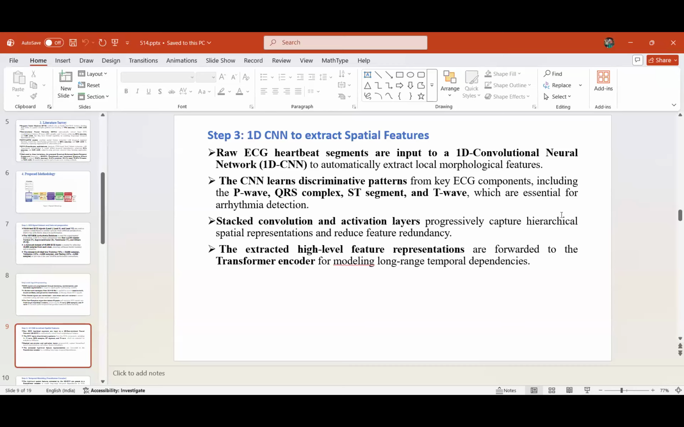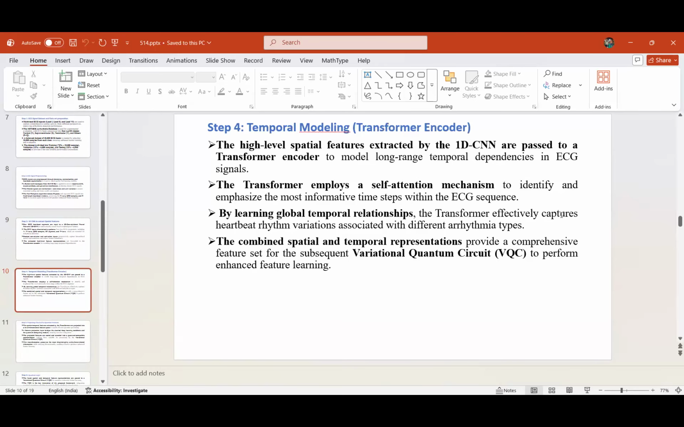These will be represented generally in the ECG signal. Then we use stacked convolution and activation layers progressively to capture the hierarchical spatial representation. The extracted high-level feature representation is forwarded to the next layer, called the transformer encoder, for modeling the long-range temporal dependencies. Here, the high-level spatial features extracted are given to the transformer.